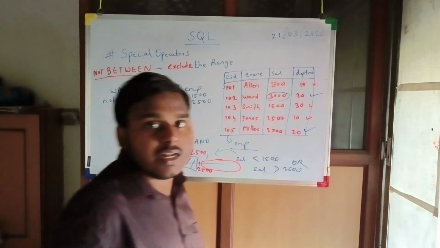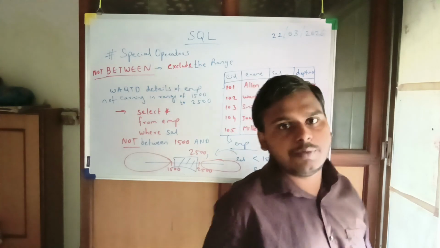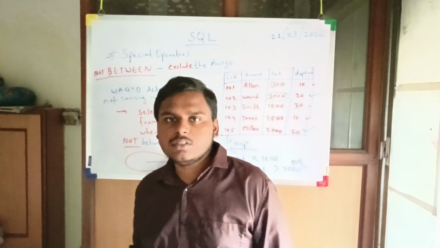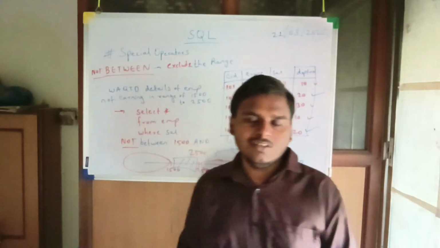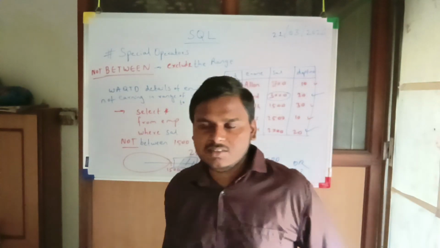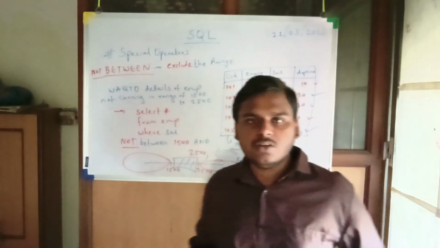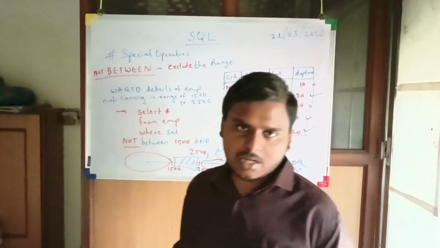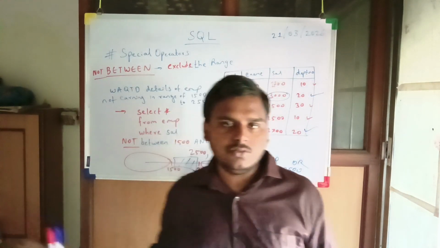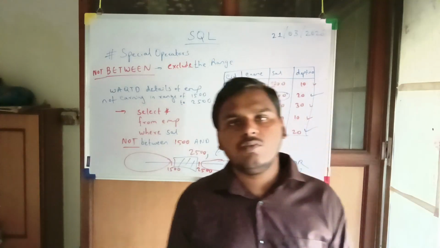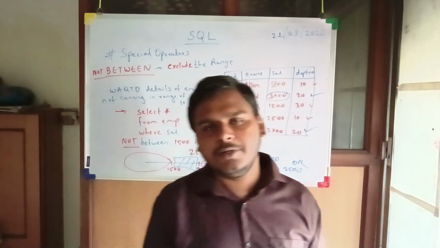So I hope you have got an idea about IN operator, NOT IN operator, BETWEEN operator, NOT BETWEEN operator. Let's summarize the theory class. How does the IN operator work? The IN operator accepts multiple values at the RHS. It will work like the OR operator. The NOT IN operator will reject all the values at the RHS. So it will work like the AND operator.